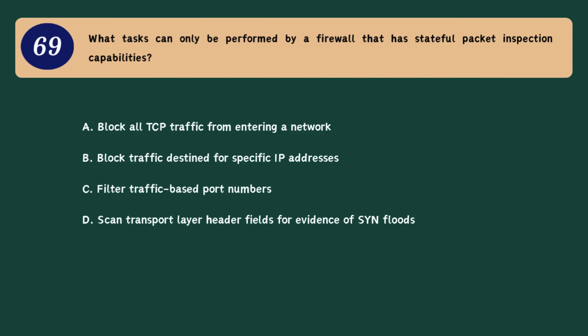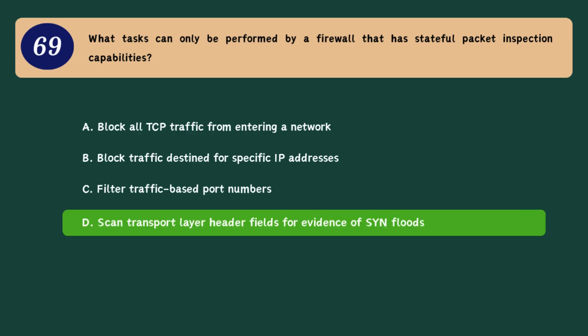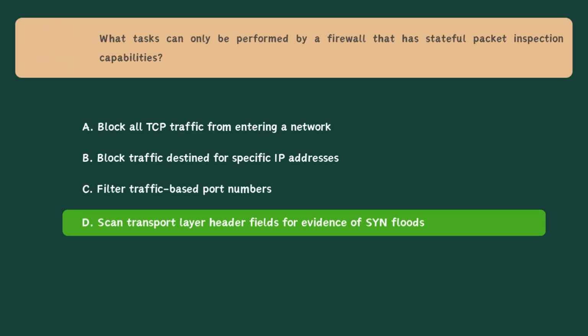Question 69. What tasks can only be performed by a firewall that has stateful packet inspection capabilities? A. Block all TCP traffic from entering a network. B. Block traffic destined for specific IP addresses. C. Filter traffic based on port numbers. D. Scan transport layer header fields for evidence of SYN floods. Correct answer. D. Scan transport layer header fields for evidence of SYN floods.